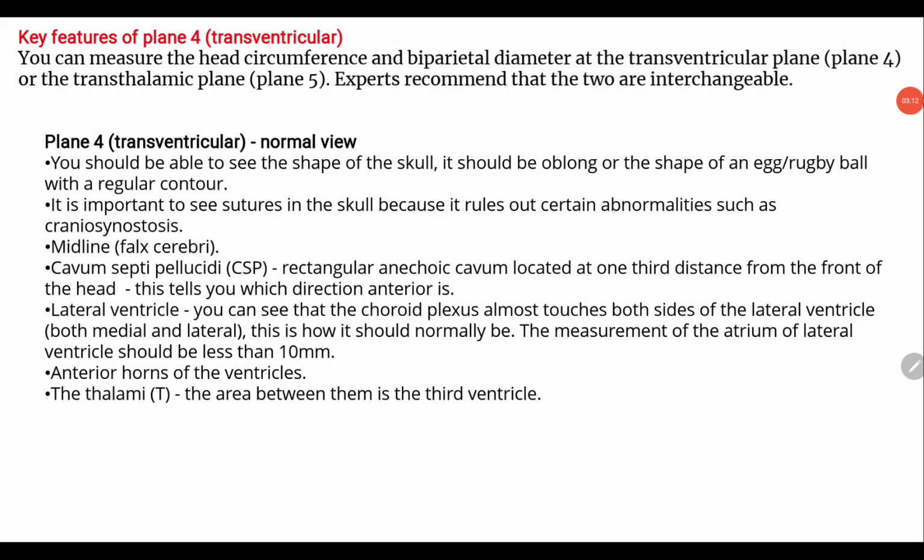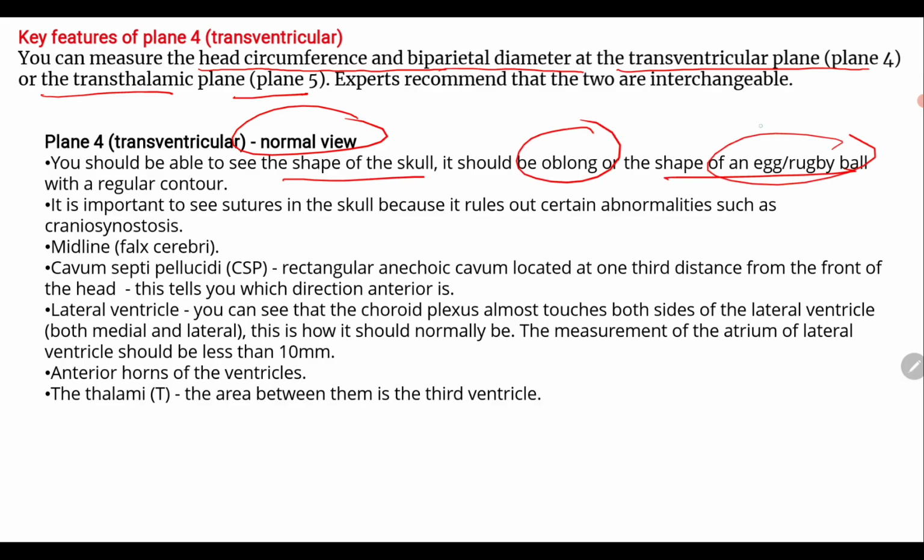The next are the key features of plane 4, your transventricular plane. In the transventricular plane you basically have to measure the head circumference and the biparietal diameter. That is plane 4, or the transthalamic plane. In the normal view you should be able to see the shape of the skull. It should be oblong, the shape of an egg, with a regular contour.